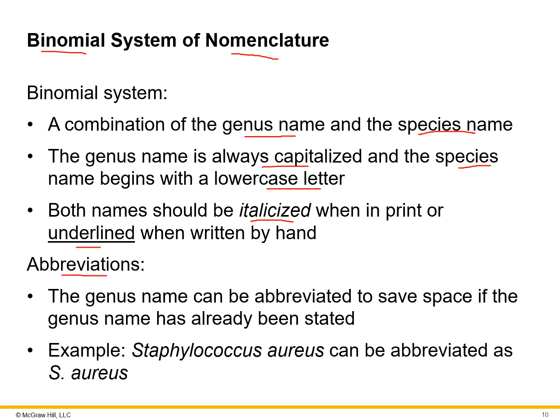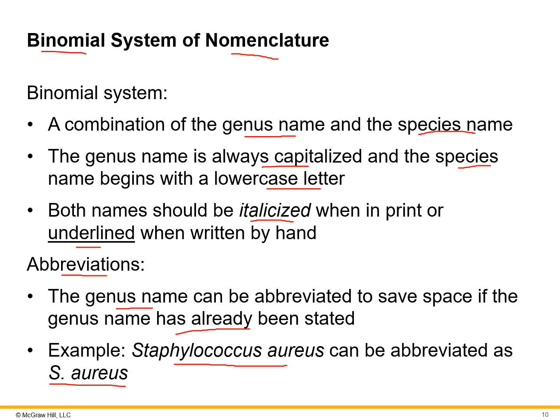Now, abbreviations can be used for the genus name only, just to save space, but that's only after it has already been stated. So for example, if we're writing a sentence and we're talking about Staphylococcus aureus, and then we go on to a sentence a couple sentences later, then the genus name Staphylococcus can be abbreviated, but the species name is always included because that's the specific name that allows it to be identified. But again, just to save some time and some space, after the genus name is used, it can be abbreviated.